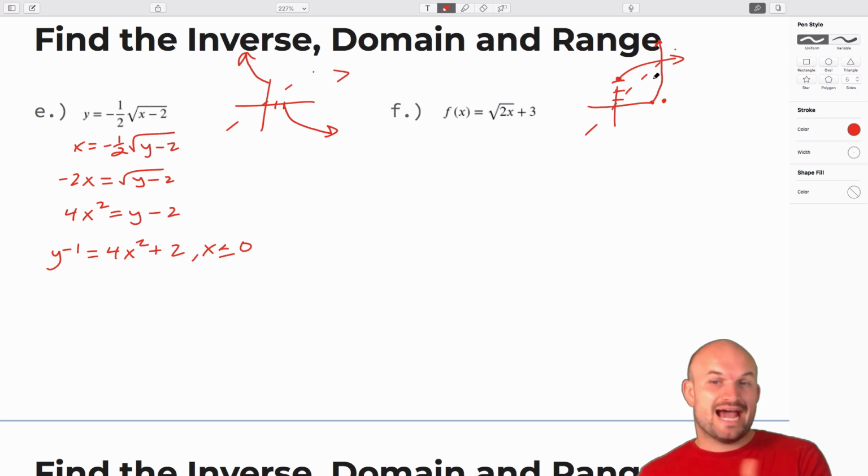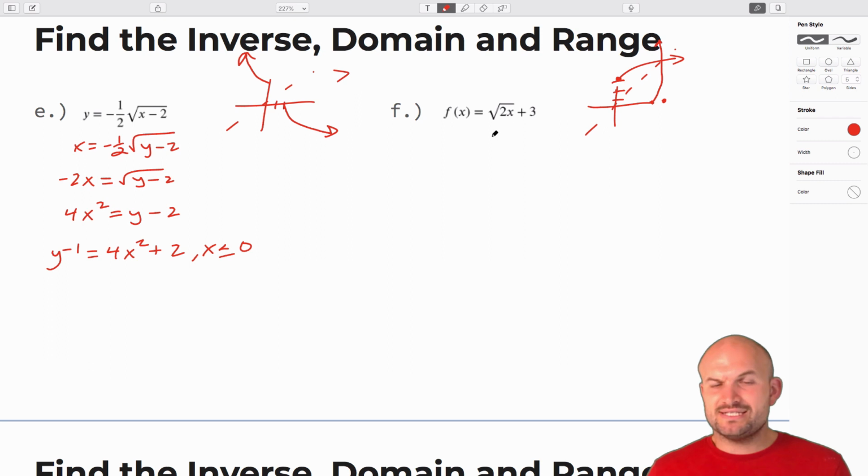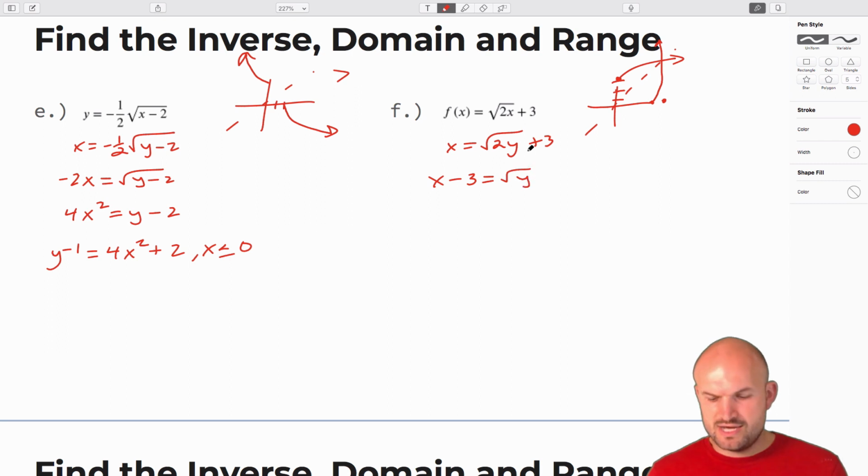Okay? But now, hopefully by understanding this graph, we can see that we're going to use this positive version. We just need to figure out what that reciprocal is. So I'm just going to replace this with x. The square root of 2y plus 3. So we have x minus 3 equals square root of 2y.